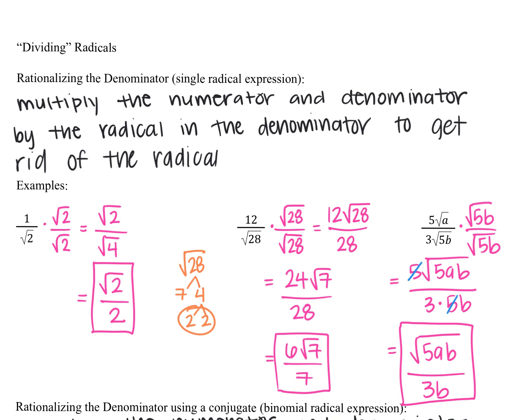If I had gone ahead and multiplied first in my denominator, I would have gotten 5 square root 5ab all over 15b. So now I still would have simplified 5 and 15 by dividing them both by 5. So I still end up with the exact same answer, but now I've done it in one less step than before.